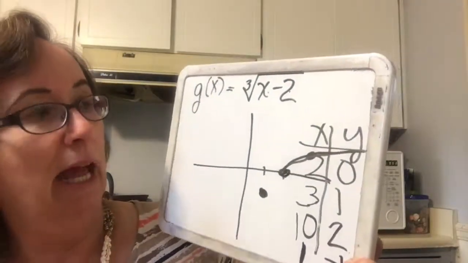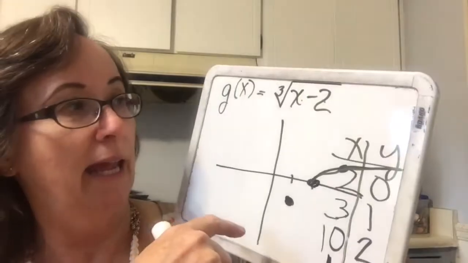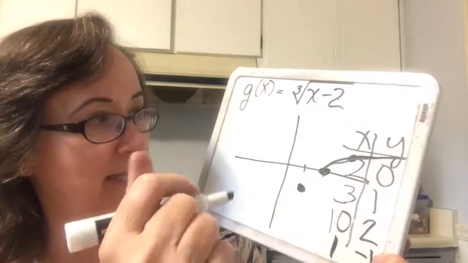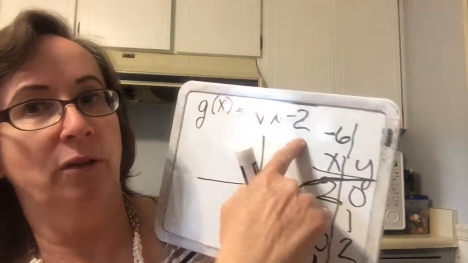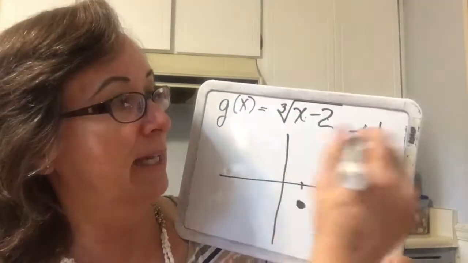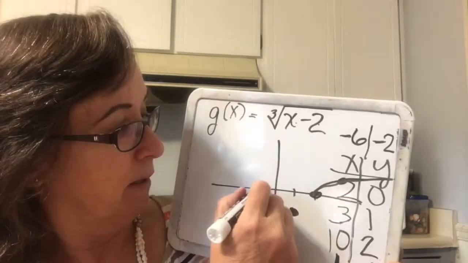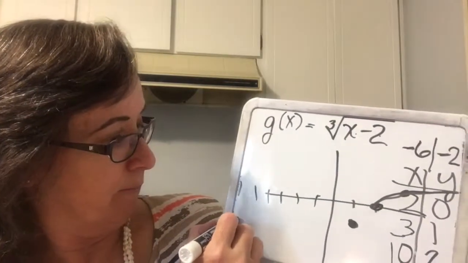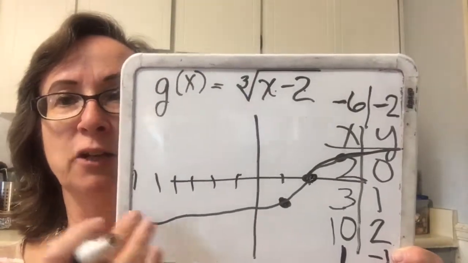Okay, and then I'm going to plug in a number to give me a negative 8, and I'm going to plug in a negative 6. Because negative 6 minus 2 would give me a negative 8. I'm going to put it up here because I ran out of room. Negative 6 minus 2 is going to give me a negative 8 underneath the radical. Cubic root of negative 8 is negative 2. So another point is negative 6, negative 2. And there is my cubic root graph.